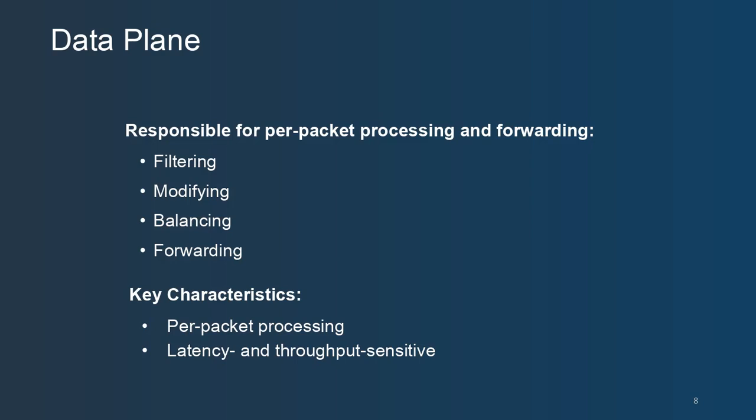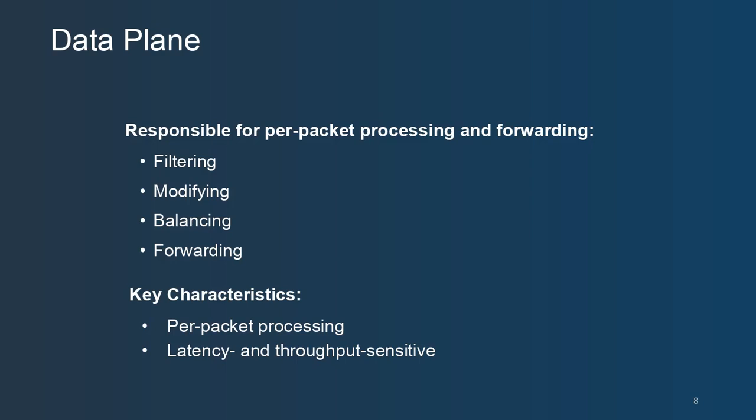So, what does the data plane actually do? It performs four main actions on every single packet: filtering, packet classification, and match actions processing to decide what happens to a packet; modifying, changing packet headers when needed; balancing, incoming packets across internal processing resources; forwarding, moving packets from one network interface to another based on L2 or L3 forwarding tables.